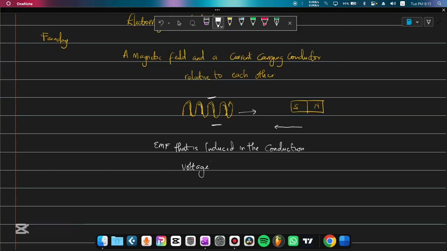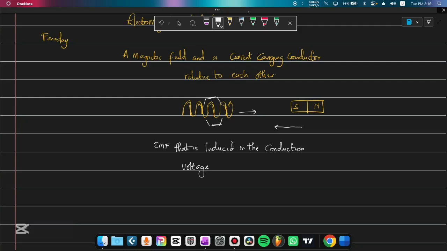So it means when you move a magnetic field towards a conductor or a coil or whatever it is, or you move a conductor towards a magnetic field, or you move both of them towards each other, then there's always going to be an EMF, a voltage, induced in this coil. It means a voltage will be generated in the coil. And don't forget, when there is voltage, current will flow, which means the current will flow in the conductor.